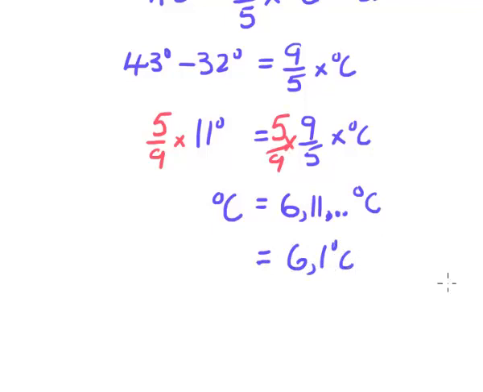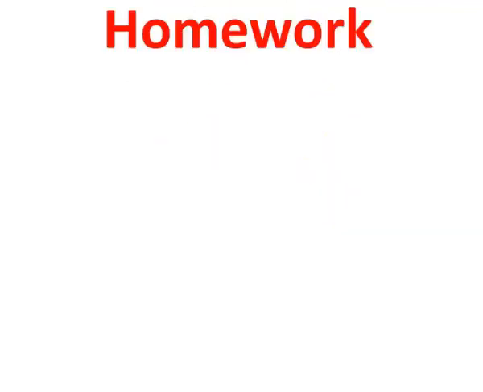Now it's your turn to do some questions. Right, so your question is as follows. The winner of the coldest naturally occurring place on the Earth's surface competition is Antarctica. Now, do you know where Antarctica is? It's at the South Pole.